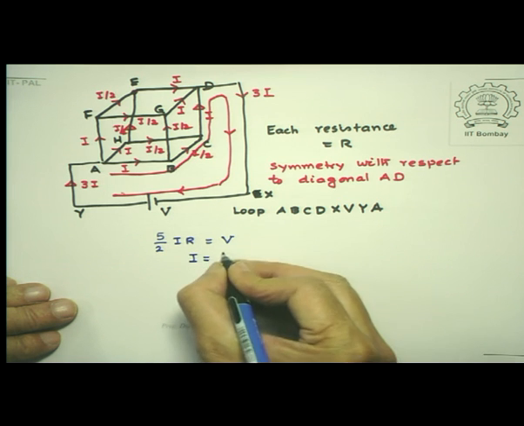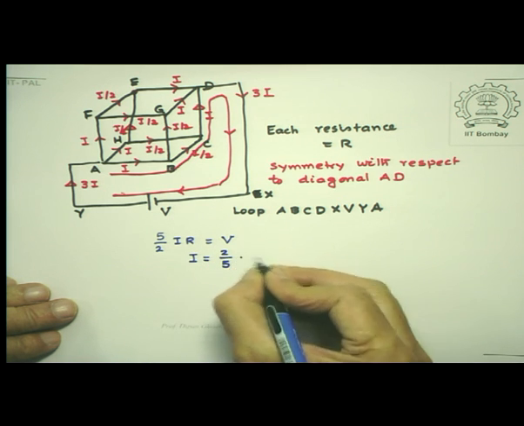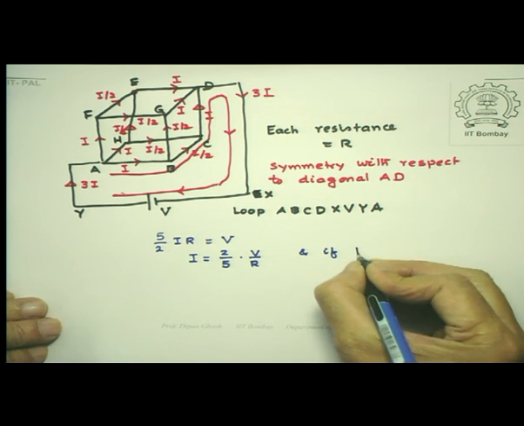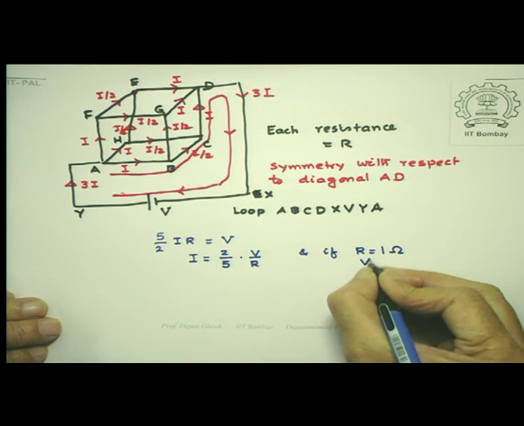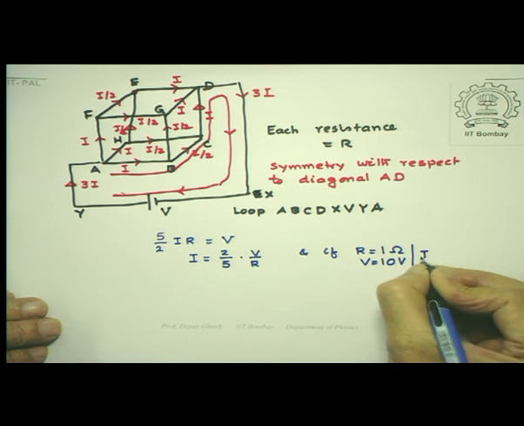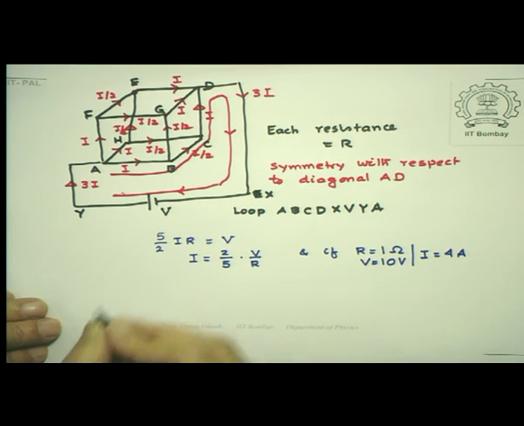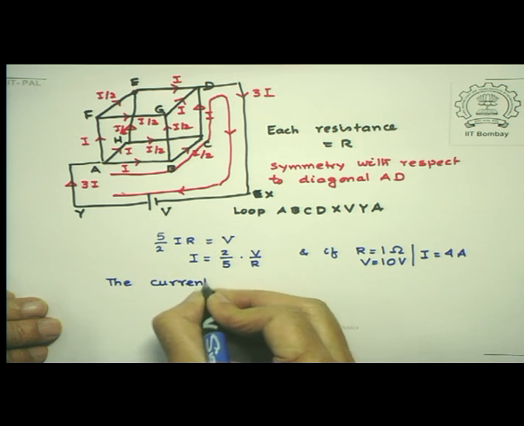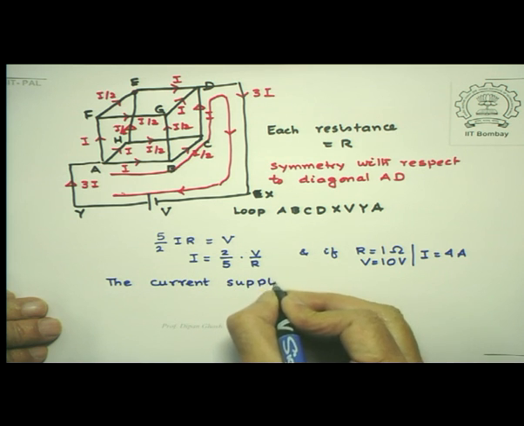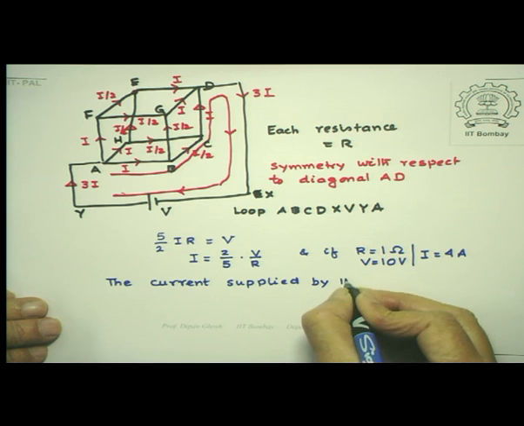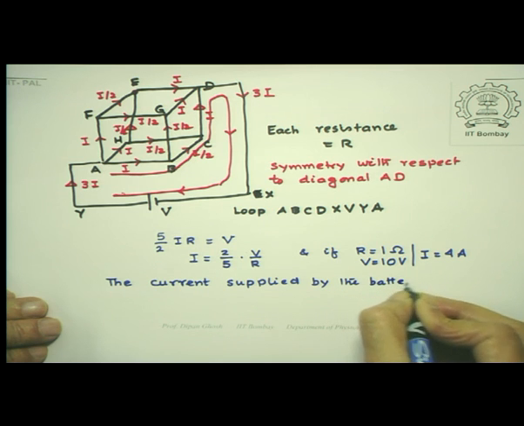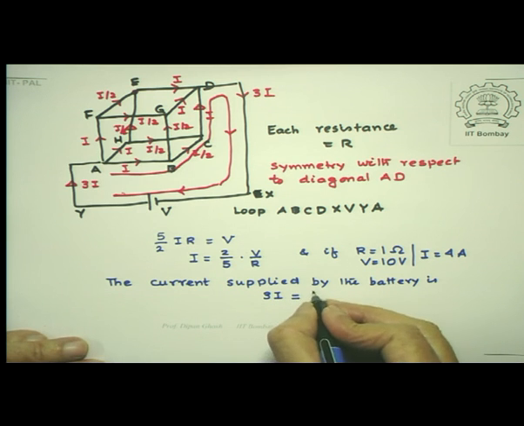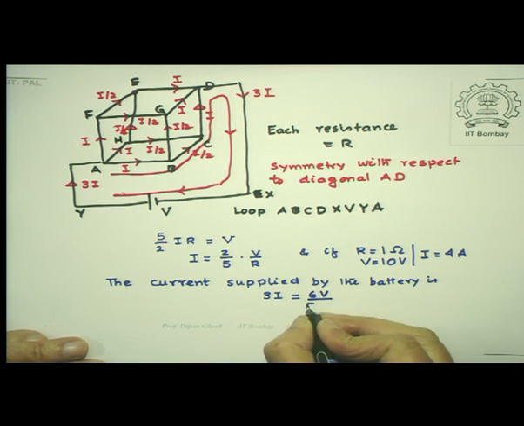which tells me current I is given by 2 by 5 V divided by R, and if I give some numbers, for example, if R is equal to 1 ohm and V is equal to, let's say, 10 volts, then the current I will turn out to be 4 amperes. The current that is supplied by the battery is 3I, which is simply 6V divided by 5.